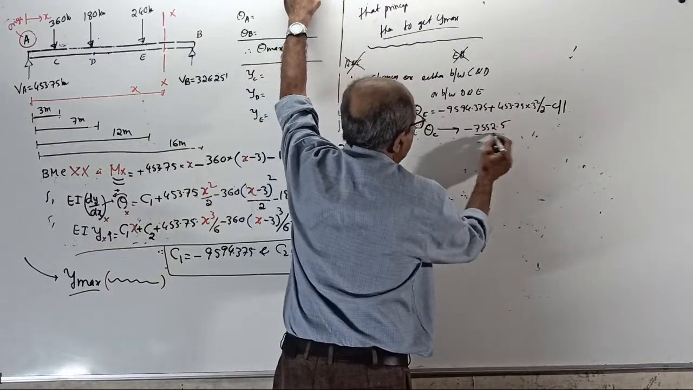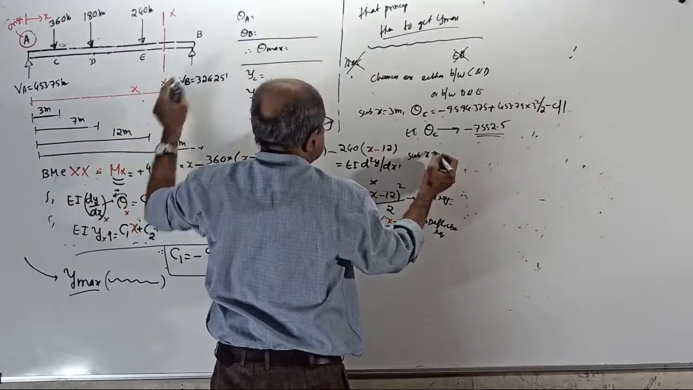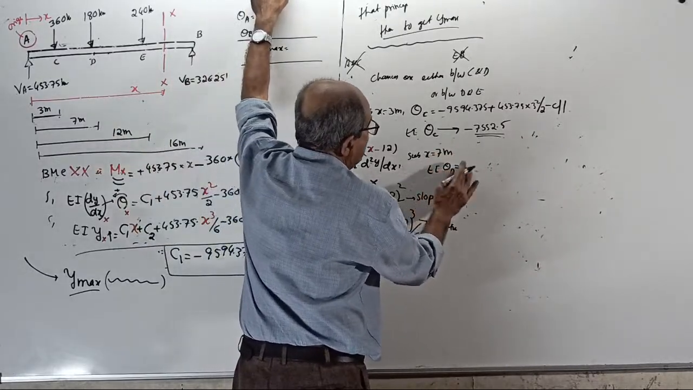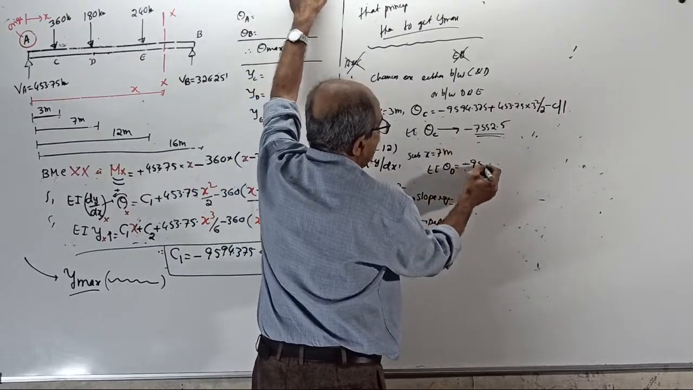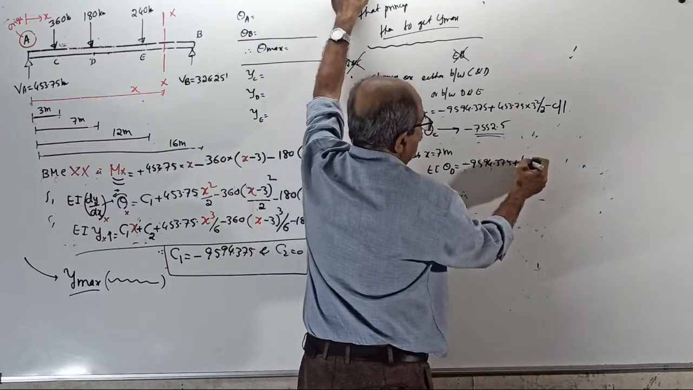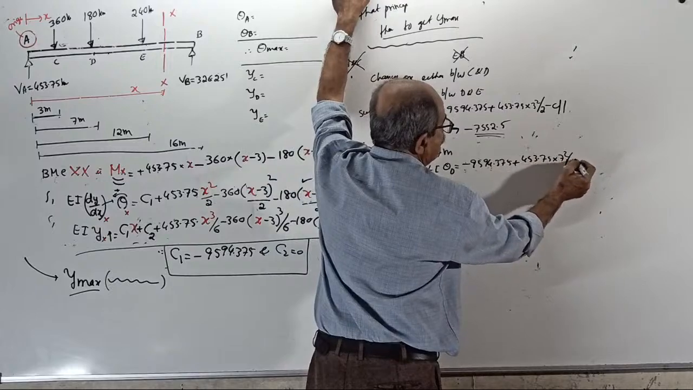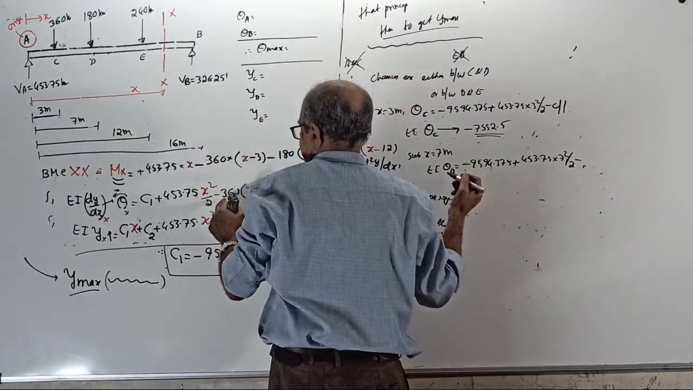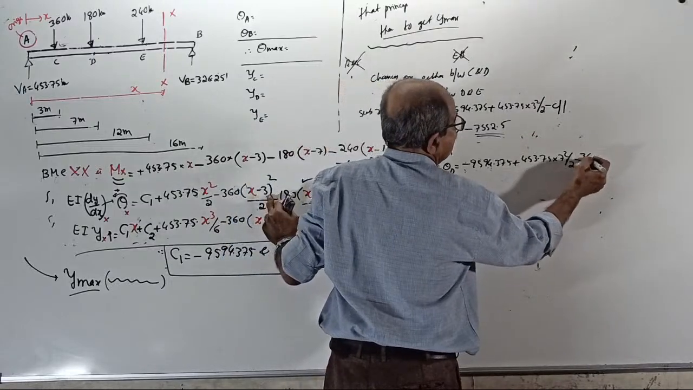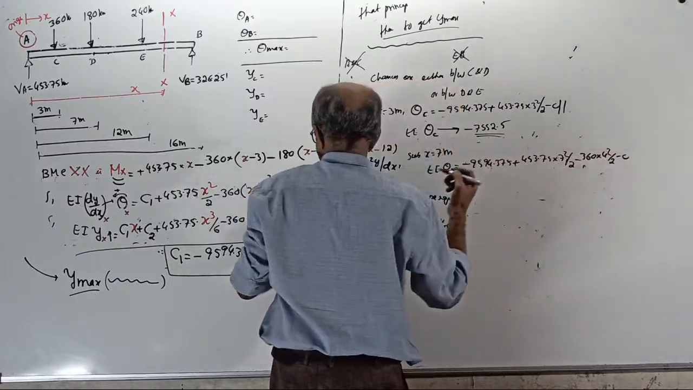Okay, negative came. Then substituting x equal to 7 meter, tell the answer. EIθ at D equal to minus 9594.375 plus 453.75 into 7 square by 2 minus 360 into (7 minus 3) is 4, minus 360 into 4 square by 2 minus 0. The last term is not there.